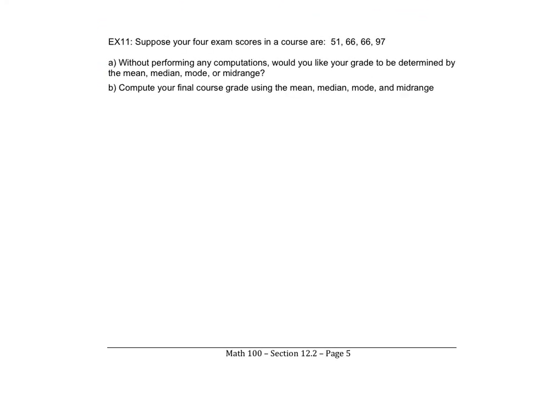Our last example, we're going to compare all of them. Let's just say that you have 4 exam scores in a course, and your exam scores are 51, 66, 66, and 97. So part A, without even performing any computations, would you like your grade to be determined by the mean, the median, the mode, or the mid-range? Well, right away I could see that probably not the mode, because here the mode is 66. And I see that 97 in there. So I'm thinking, well, maybe the mean, possibly the mid-range.